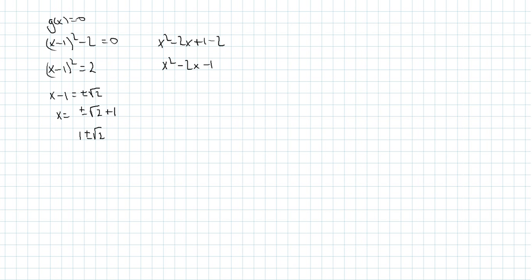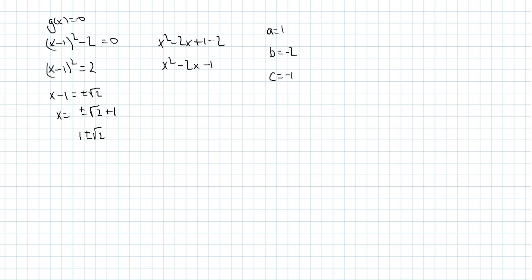Now notice, you can't factorize this. There's no factors of 1 that subtracted give 2. There's no factors of 1 with a difference of 2. So we can't use just ordinary factors and solve the factors. We have to use minus b. So a is equal to 1, b is equal to minus 2, and c is equal to minus 1.